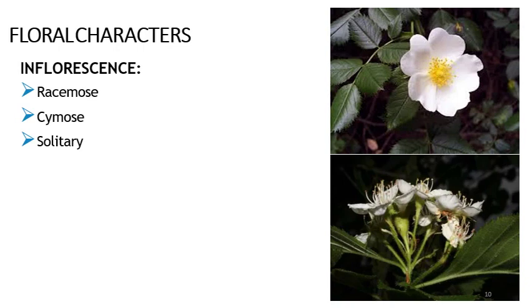A few of the members of this family also possess inflorescence that is solitary in nature. In this, a solitary flower like rose is present. And this solitary flower has a large corolla to attract insects. These solitary flowers may be of two forms. One is terminal flower, the other one is axillary flower. When we talk about the terminal flower, the flower is borne at the apex of the main stem or its branches. While in axillary, the flower is borne in the axil of the foliage leaf.